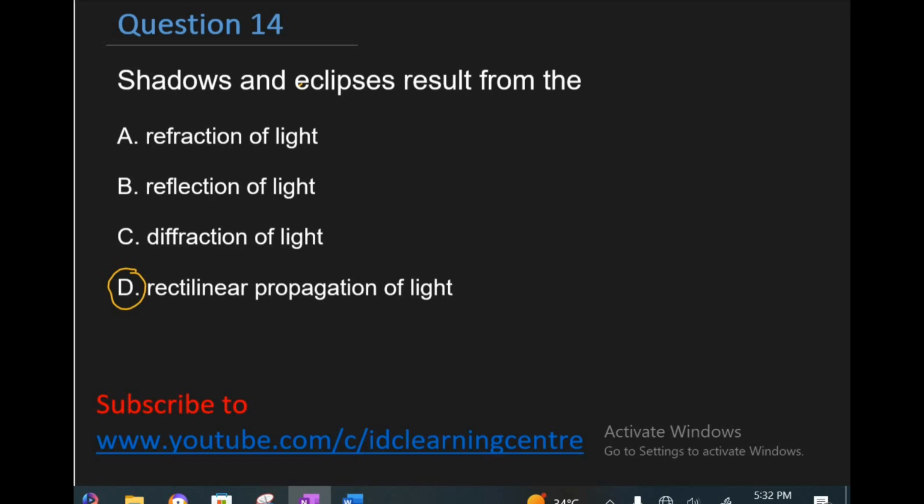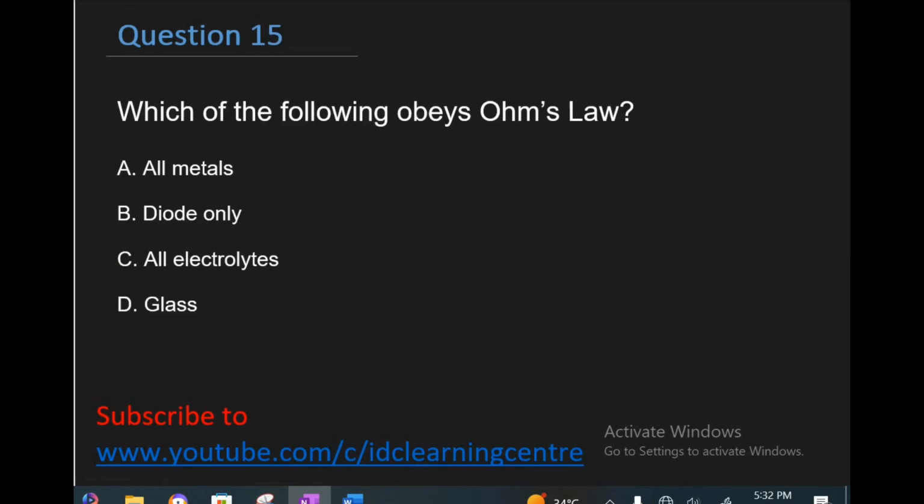Okay, next question 15. Which of the following obeys Ohm's law? A, all metals. B, diode only. C, all electrolytes. D, glass. The right option for this question is A, all metals. All metals obey Ohm's law.